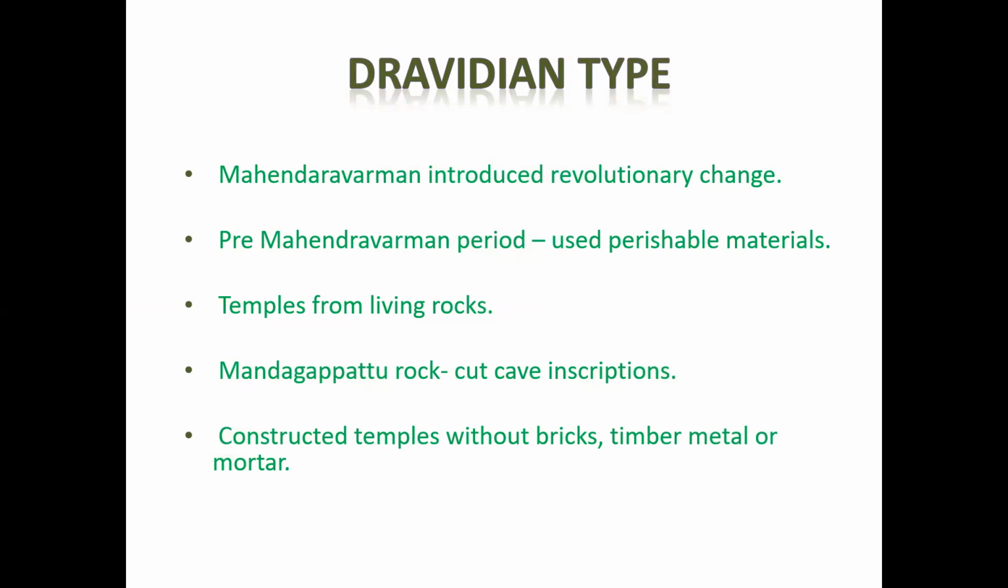Dravidian type: Mahendravarman introduced a revolutionary change in Dravidian architecture. He carved out temples from the living rocks. Mahendravarman says in his Mandagapattu rock-cut cave inscription that he constructed the temple without using perishable materials like bricks, timber, metal, or mortar.